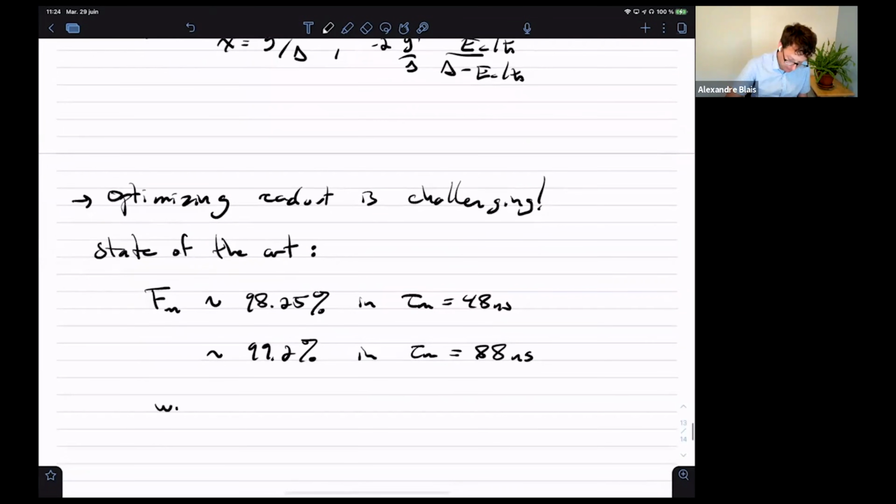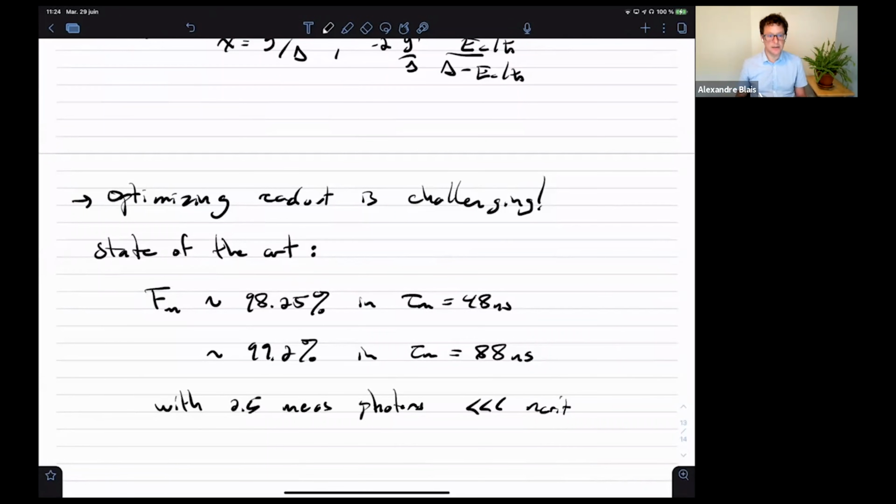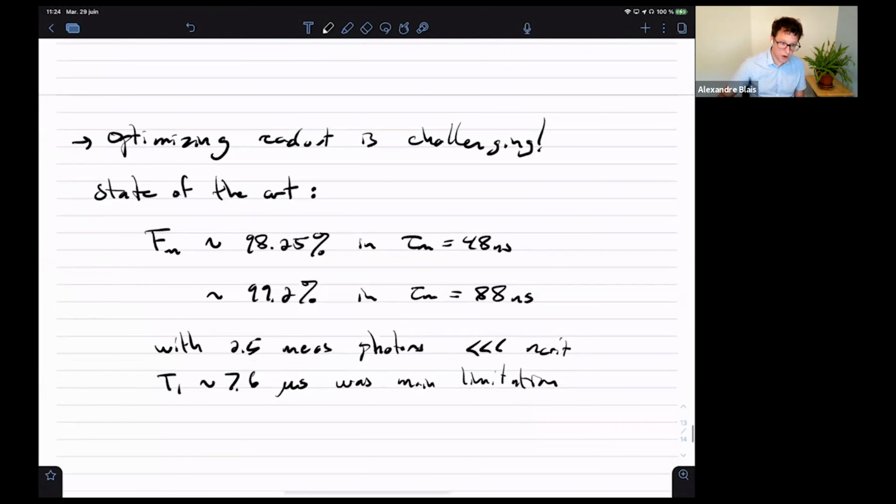This was done, as I said, with 2.5 measurement photons, much farther than encrypt. And that's very unfortunate. We still have to understand that. And the main limitation was that the T1 was something like 7.6 microseconds. That's a very short T1 with respect to state of the art. So that's a paper from Walter et al., PR Applied, 2017.